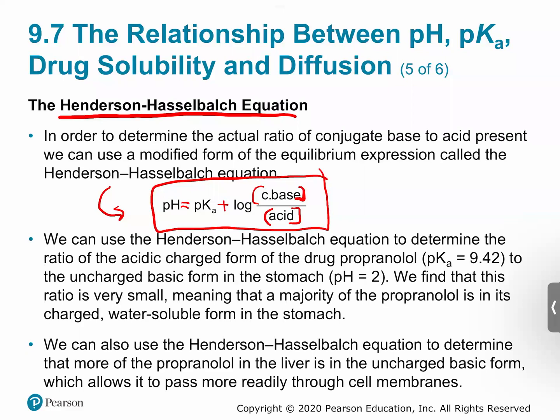So we can also use the Henderson-Hasselbalch equation to determine what's happening with that drug in the liver. So that's going to be in the uncharged basic form, and that's going to be a form which can pass through cell membranes, right? So which is what you want to happen. That's the way that the drug can be active. Actually, you want the drug to get into the cells to be processed. So this is an equation that you're going to be familiar with, that you're going to be able to recognize for sure.